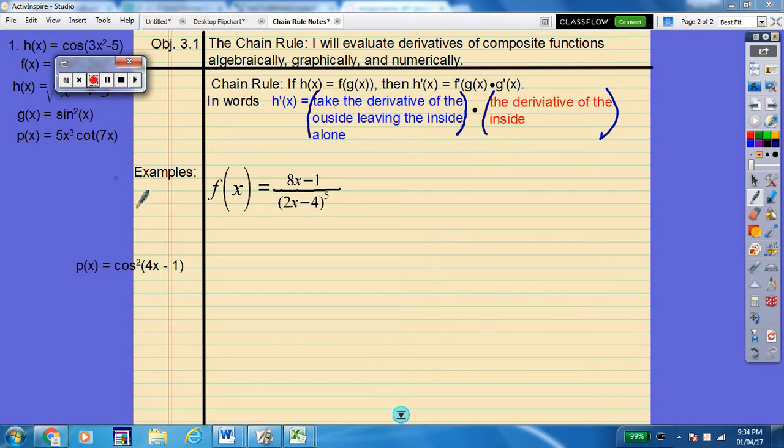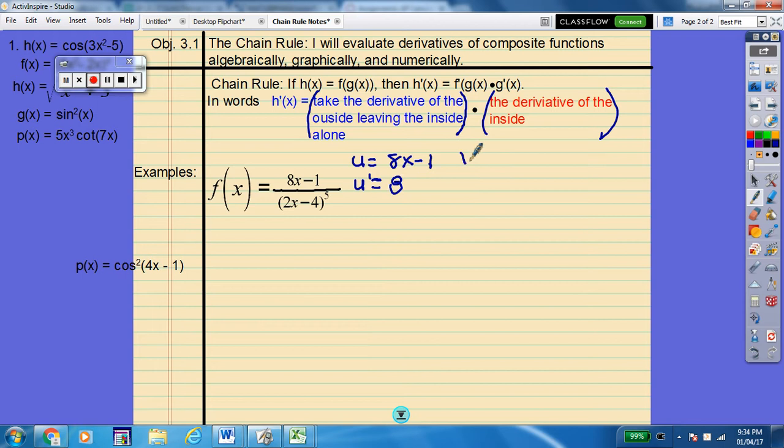Okay, so we have a next example here. And you're going to notice that now instead of a product I have a quotient, and because I have a quotient I'm going to set this up with quotient rule. u is going to be 8x minus 1. u prime, no chain rule required here, it's just a straight-up derivative, gives me 8.